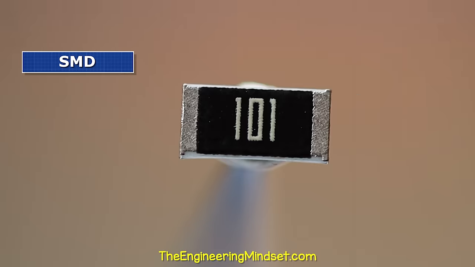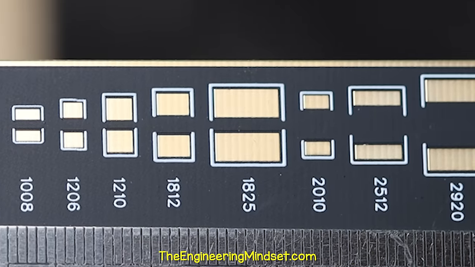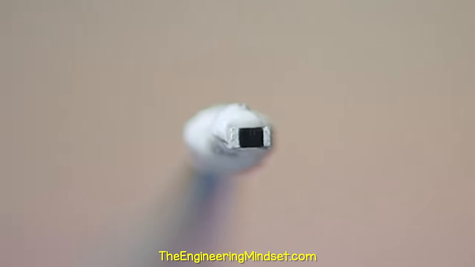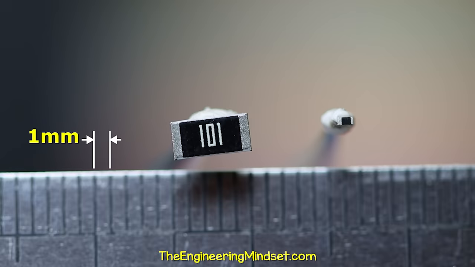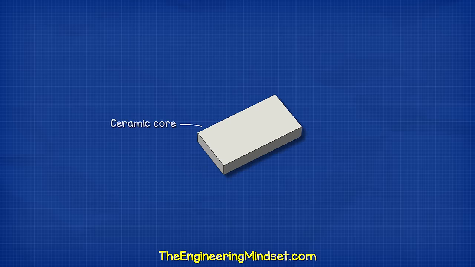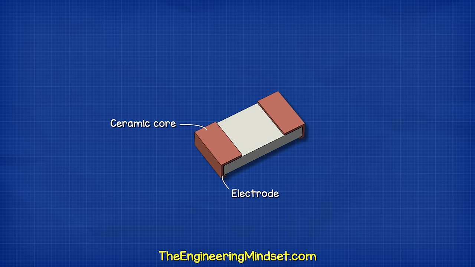Surface mount device resistors are available in many sizes. Some, like this one, are so small you need a microscope to see them. The construction is quite simple. They typically have a ceramic body with an electrode on each end.